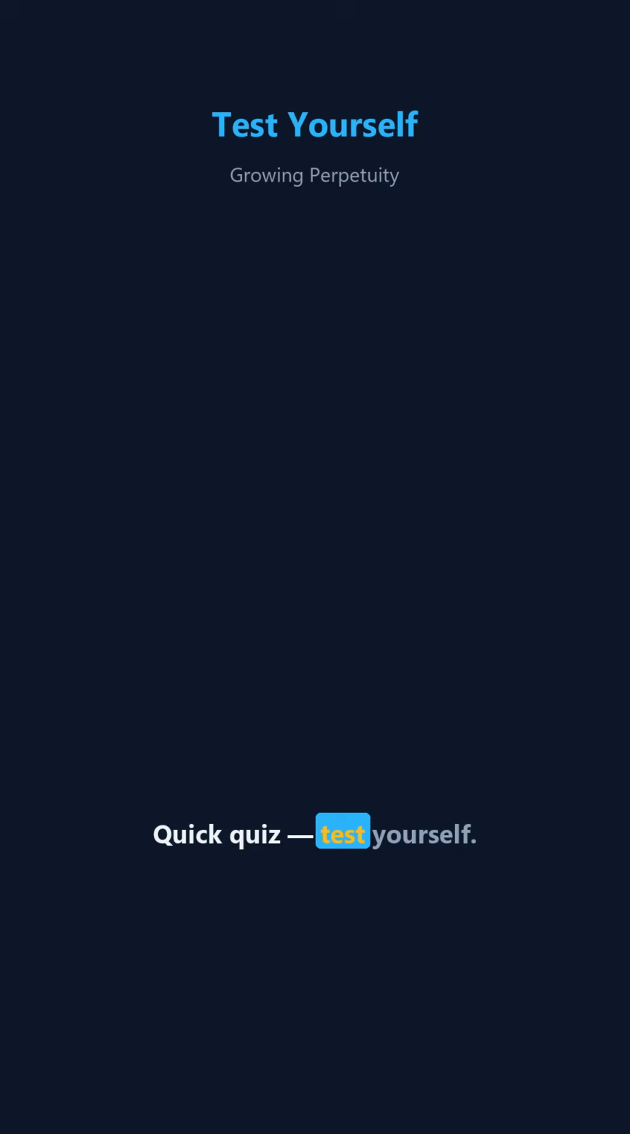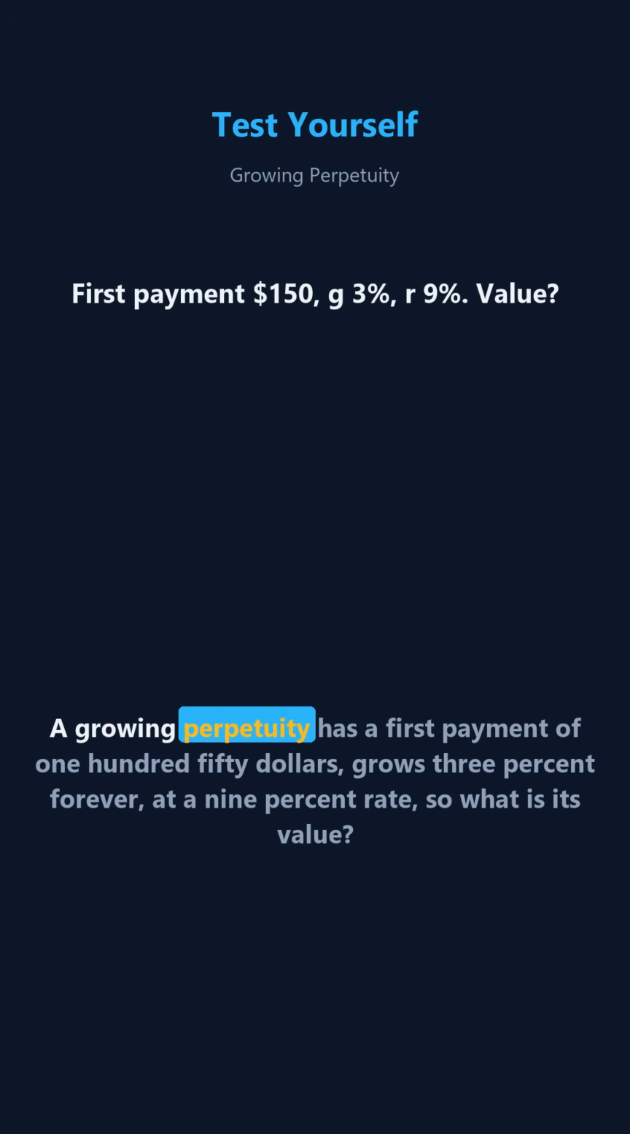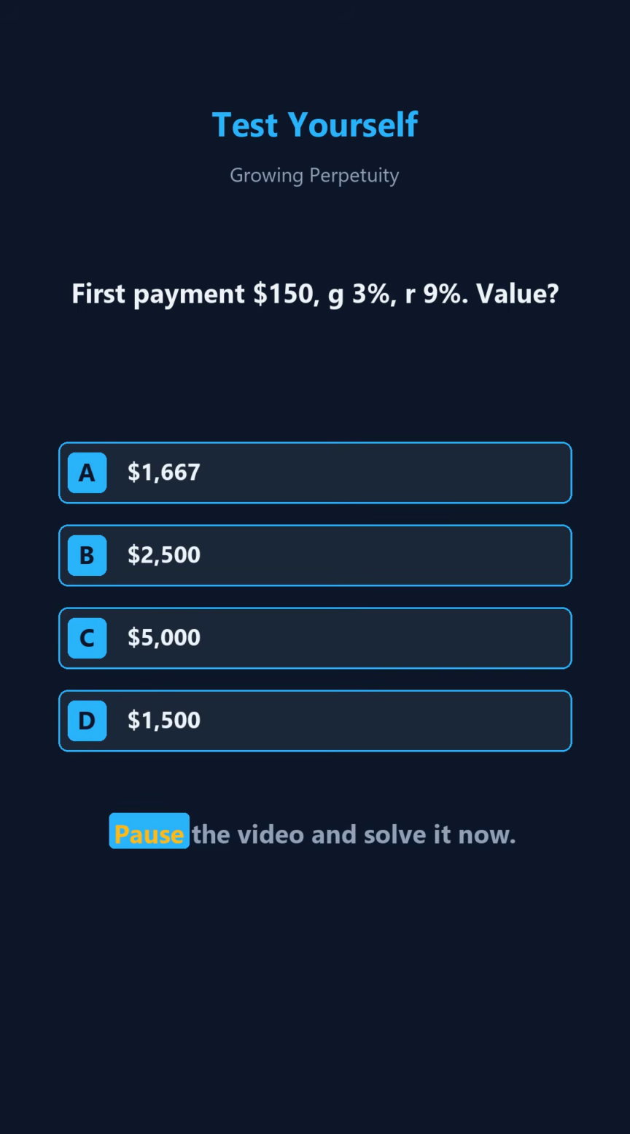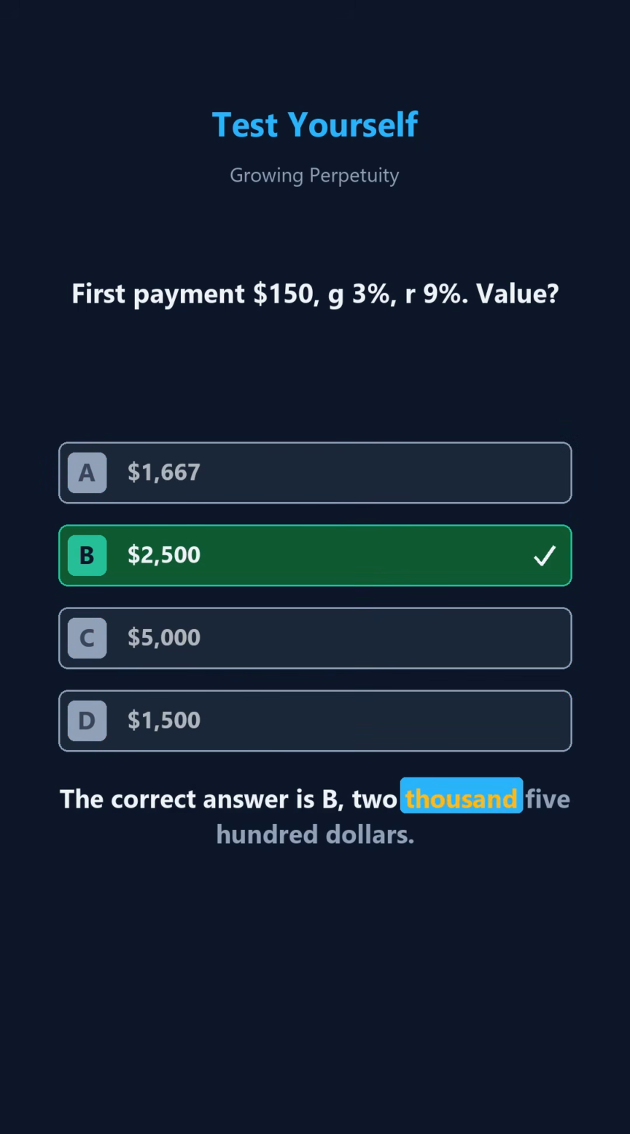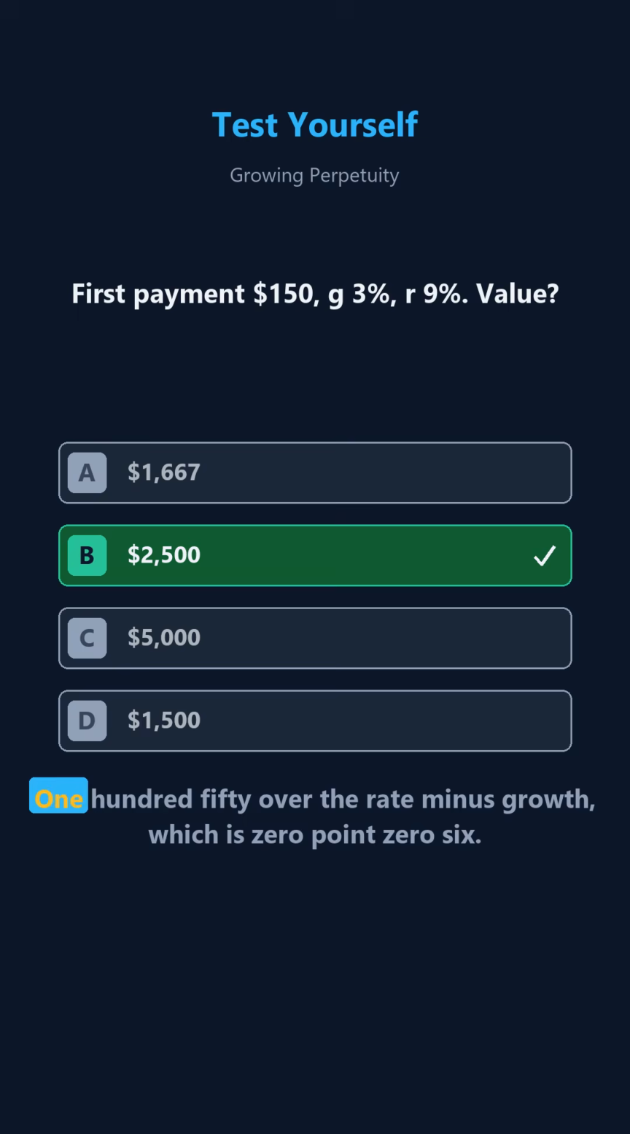Quick quiz, test yourself. A growing perpetuity has a first payment of $150, grows 3% forever at a 9% rate, so what is its value? Here are your 4 options. Pause the video and solve it now. The correct answer is B, $2,500. 150 over the rate minus growth, which is 0.06.